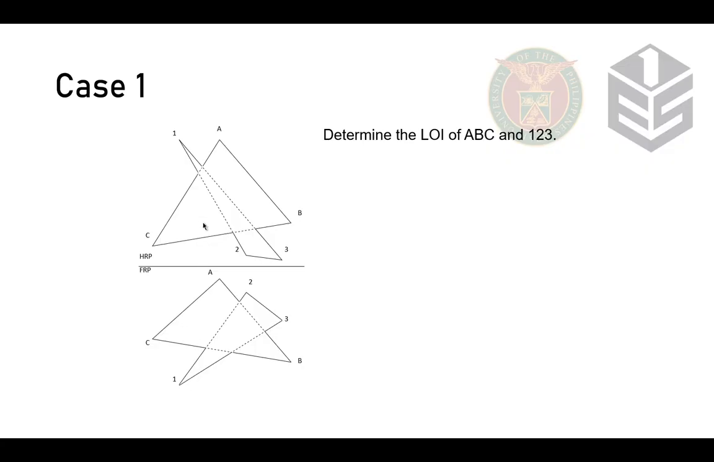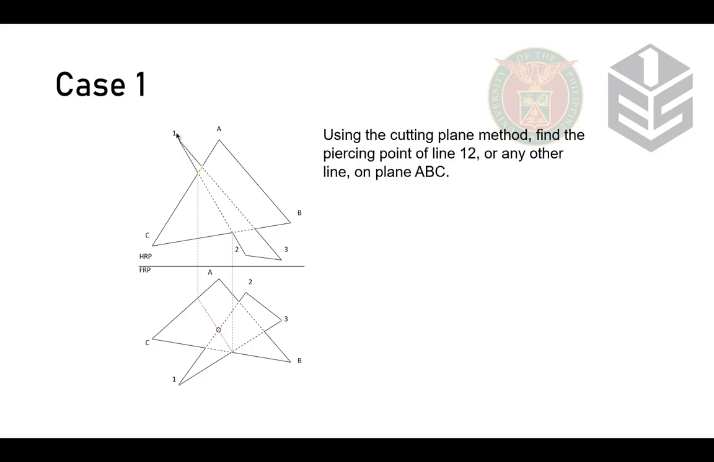Okay, so we have this example where we are to determine the LOI of ABC and 1, 2, 3. The first step is to choose an arbitrary line and determine if it has a piercing point on the other plane. Okay, so let's try first line 1, 2. So we have line 1, 2 here, and we can use the cutting plane method now. The cutting plane method works well here because, again, we don't have to create the auxiliary reference plane. Okay. So let's check 1, 2. So let's do the special cutting plane method.